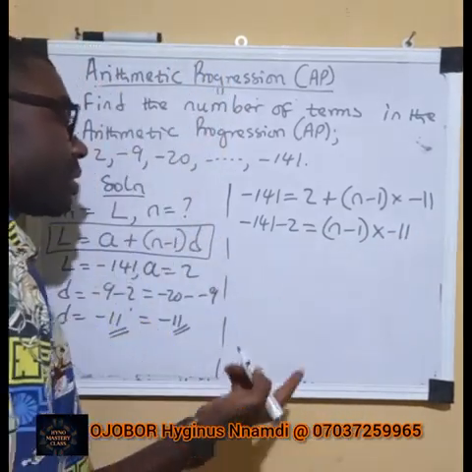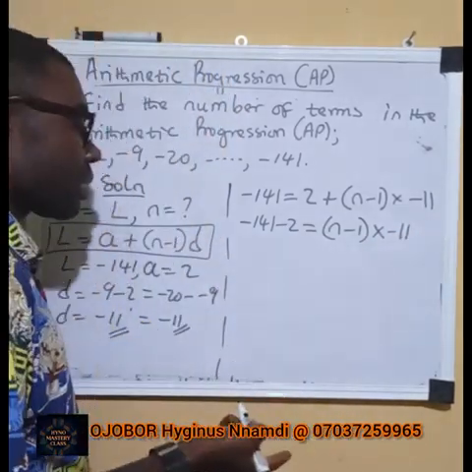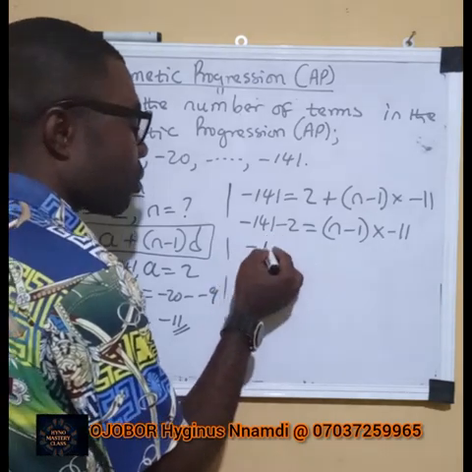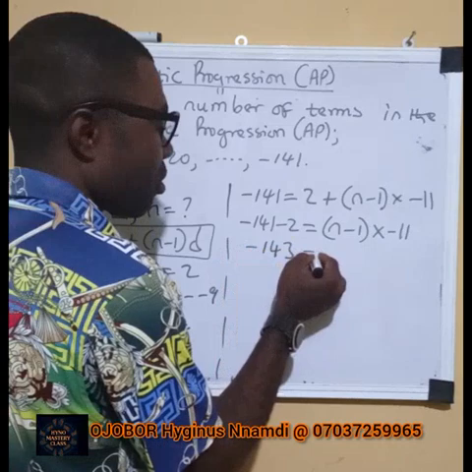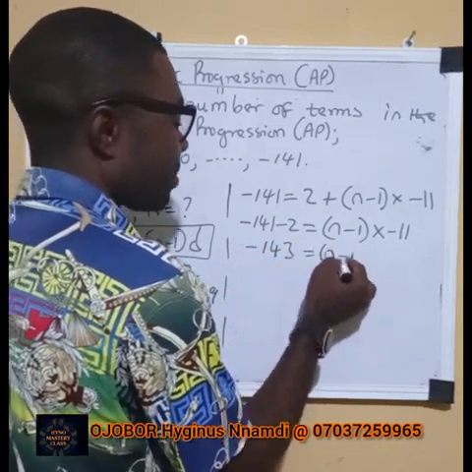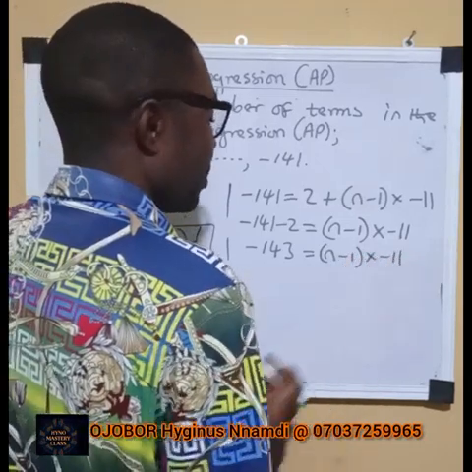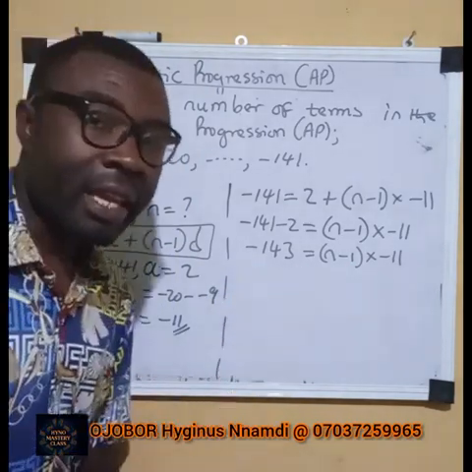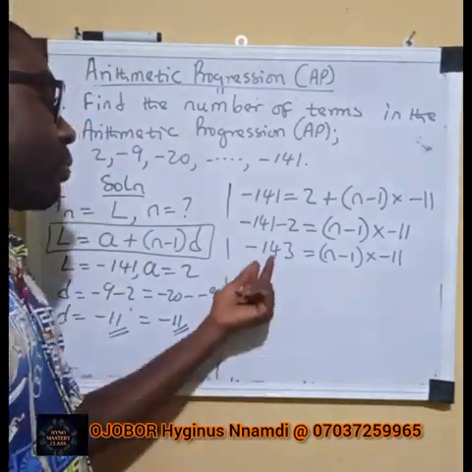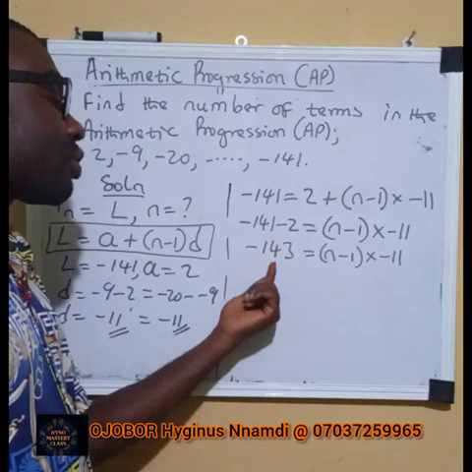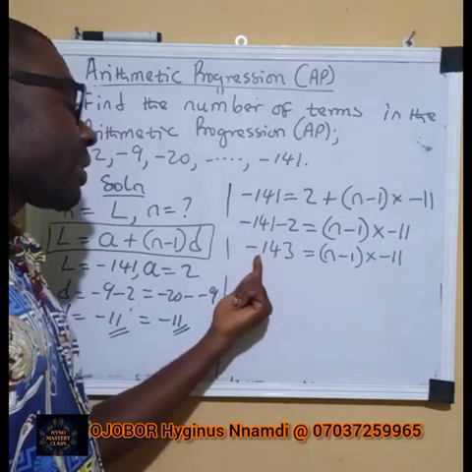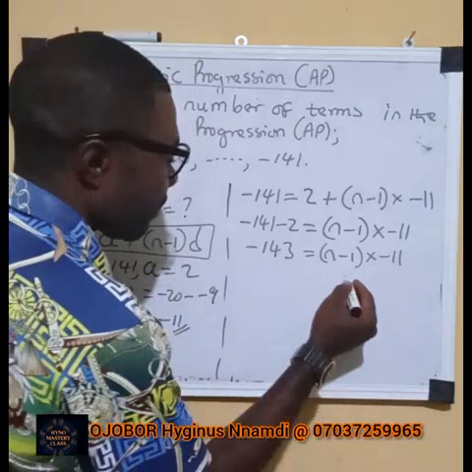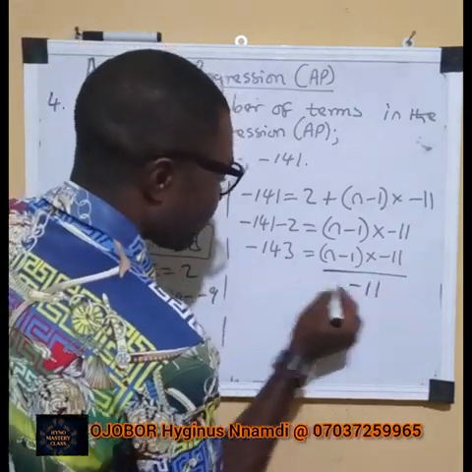Anyhow you want to simplify this to get your answer is accepted. The most important thing is that you follow the mathematical rules. -141 minus 2 will give us -143 is equal to n minus 1 times -11. We can divide both sides by 11. Of course, 11 can divide 143 and give you a whole number. How do you know if 11 can divide a number? If you have a 3-digit number and the middle number is the sum of the first and the third number, that means it's divisible by 11. Okay, so divide both sides of the equation by minus 11.